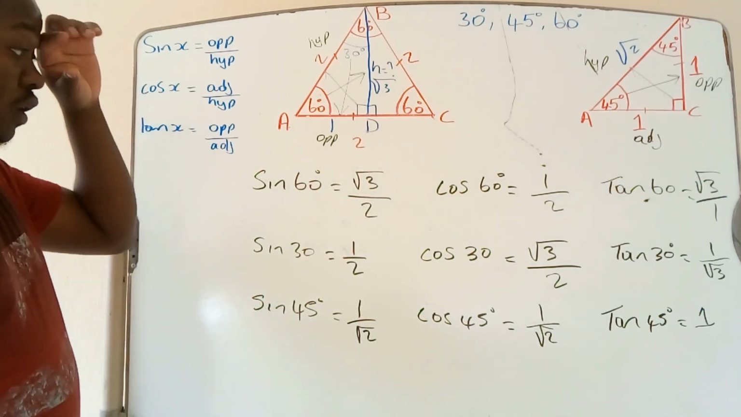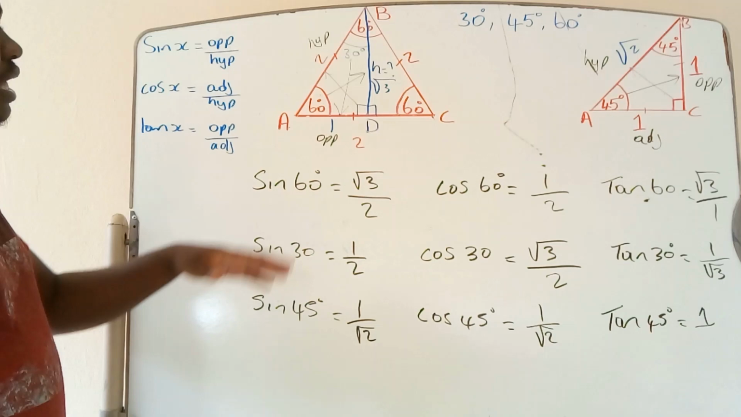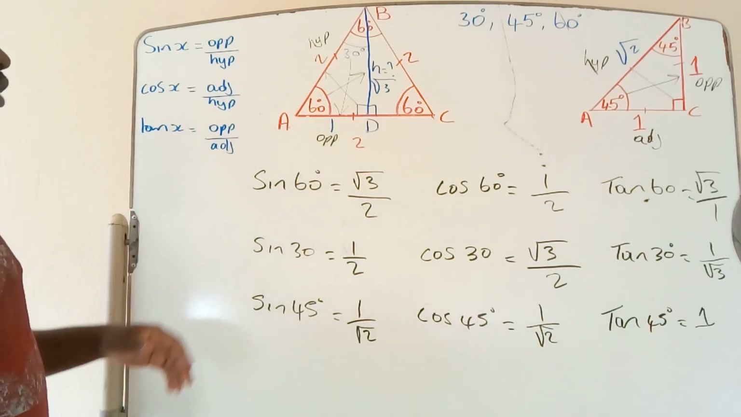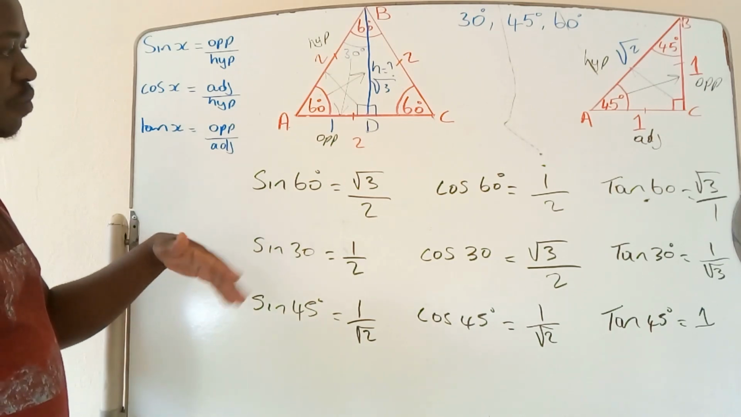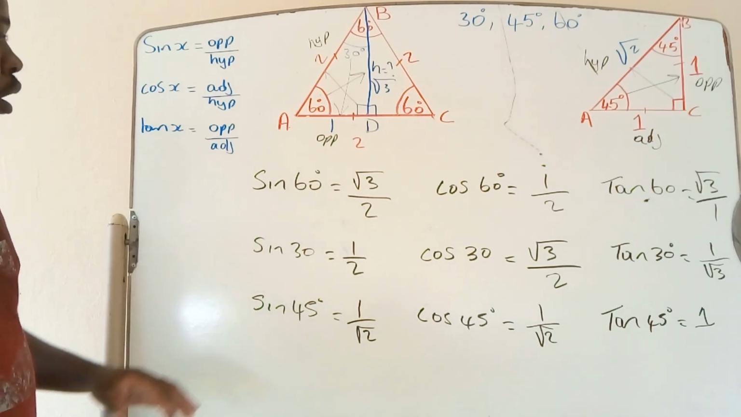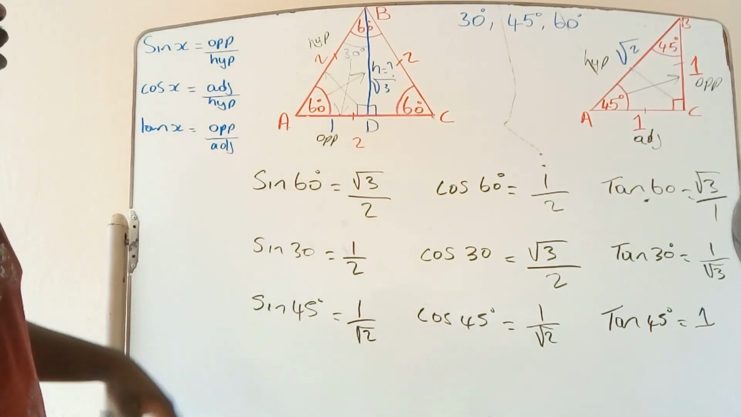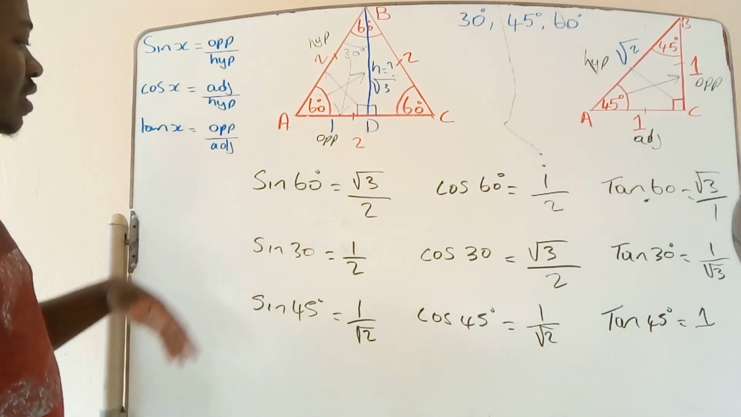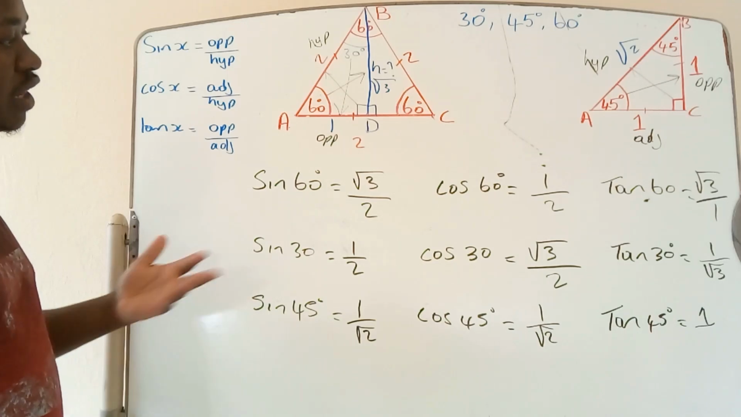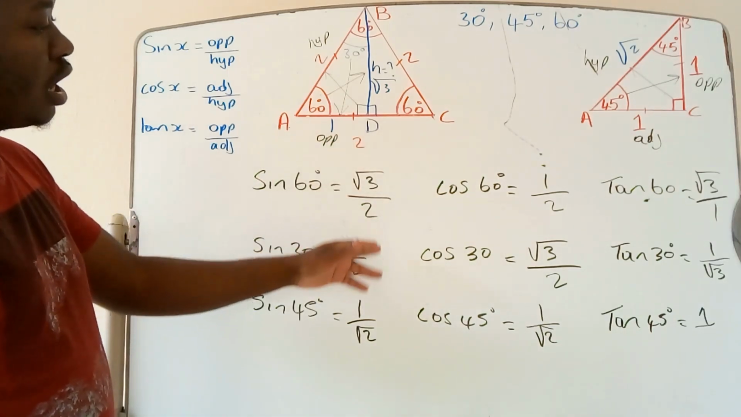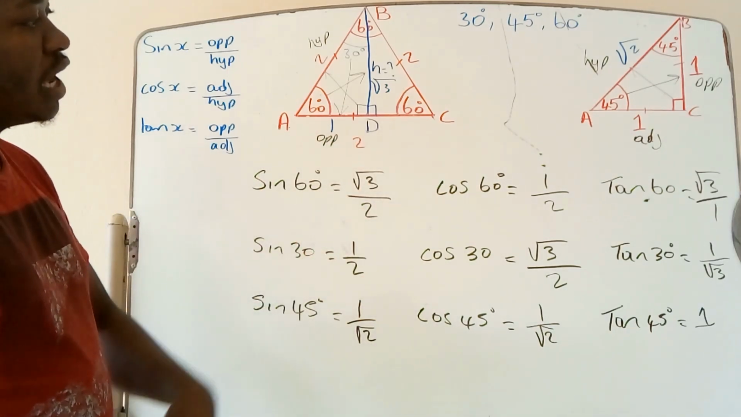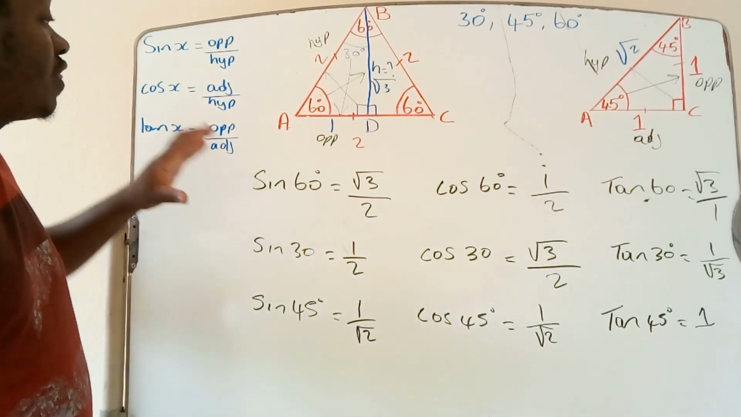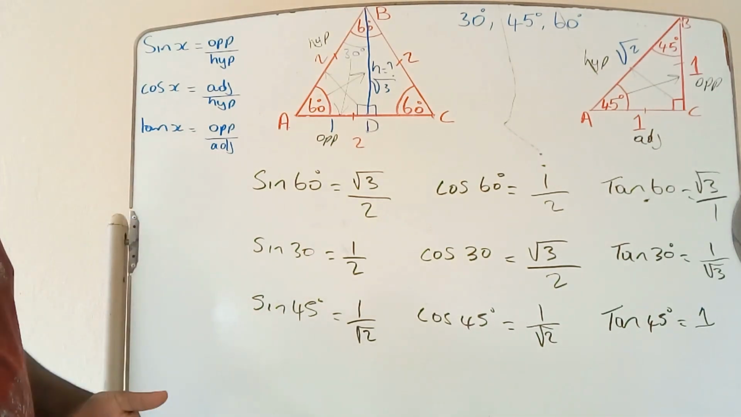Now, you can take your calculator and put all of these angles in, and it will give you these values. For most calculators, it won't give you the exact surd, it will give you some decimal for it. But these values are accurate. This is the technique you can use to calculate the value of sine 60, sine 30, sine 45, cos 60, cos 30, cos 45, tan 60, tan 30, tan 45 degrees without the use of a calculator.